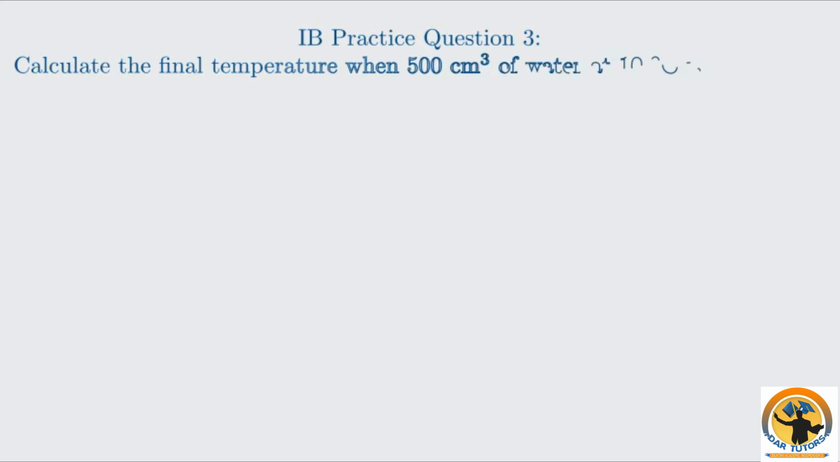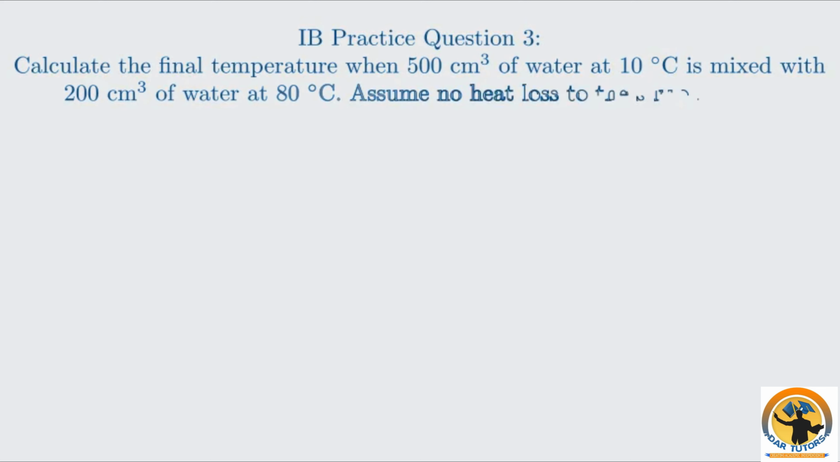Question 3 involves a dilution process. We need to calculate the change in temperature when 500 cubic centimeters of water at 10 degrees Celsius is mixed with 200 cubic centimeters of water at 80 degrees Celsius. This is a heat exchange problem. The heat lost by the hot water equals the heat gained by the cold water.